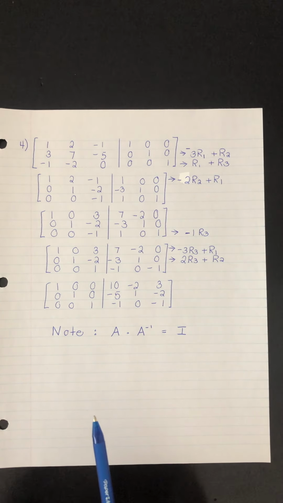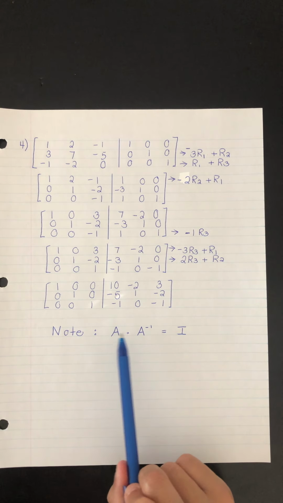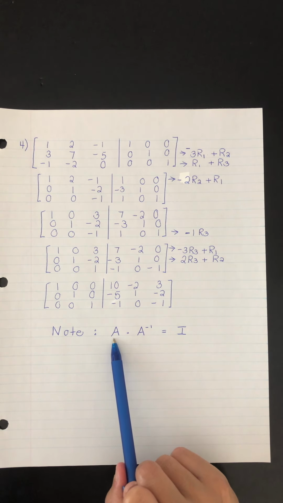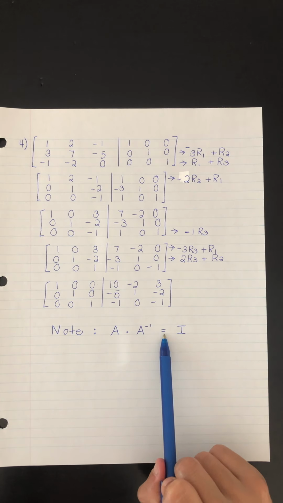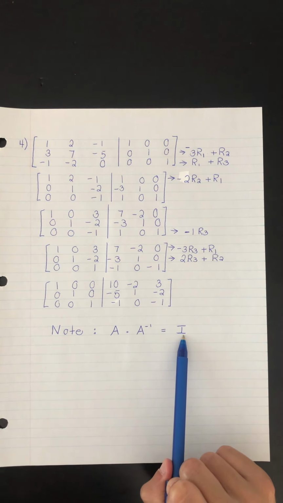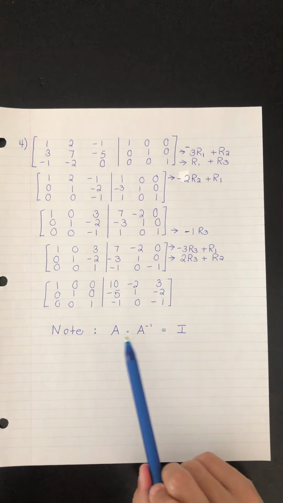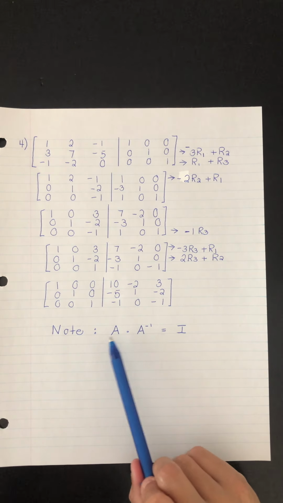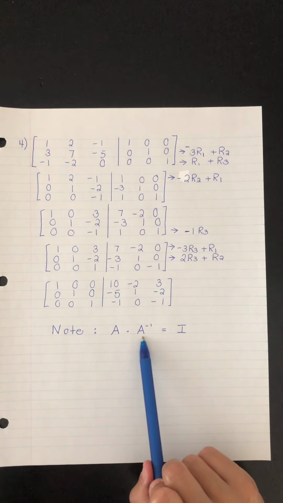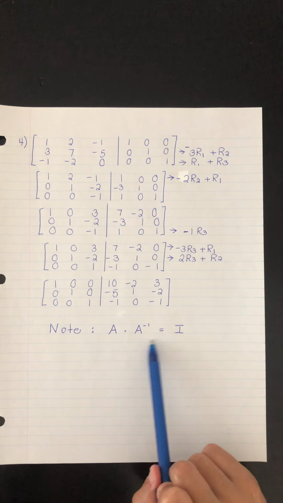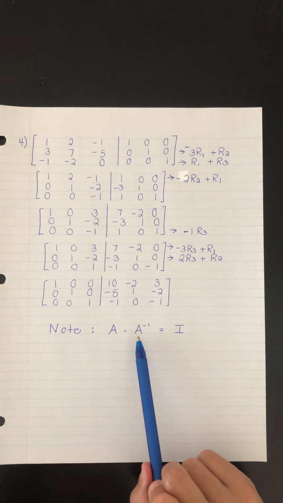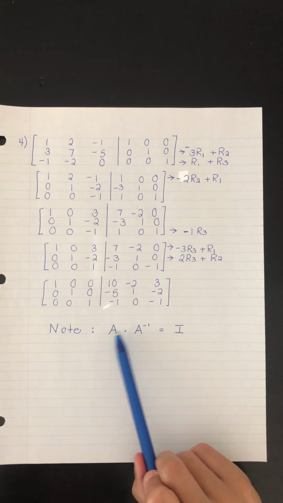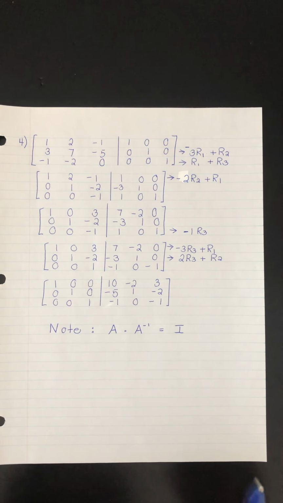One final note for the lesson today is that if you take a matrix and multiply it by its inverse, you will get the identity matrix back. So it's kind of a way of checking that you have done your inverse correctly. If you take the time to then multiply the inverse and original together, you should get the identity matrix here.